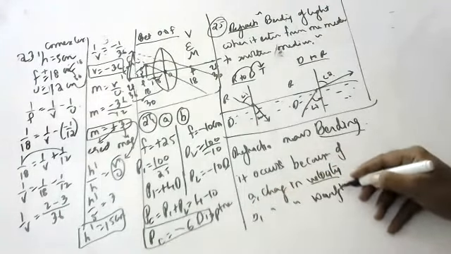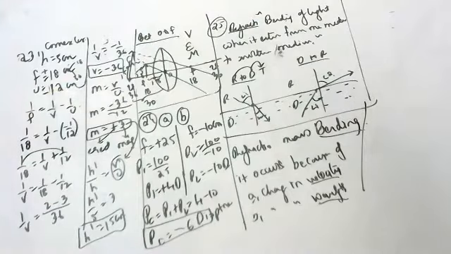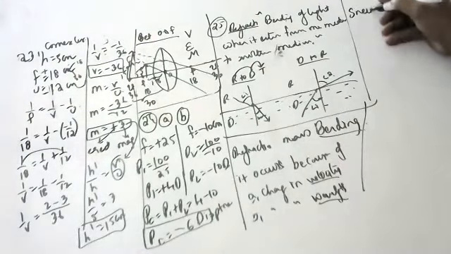Next, state Snell's law and also express it mathematically. What is Snell's law, children? The ratio of sine of angle of incidence to sine of angle of refraction is constant. You should write the full thing, in words. Refractive index is equal to sine of angle of incidence by sine of angle of refraction. If you don't write this mathematical form, whether they ask or not, no marks, children. Compulsory.